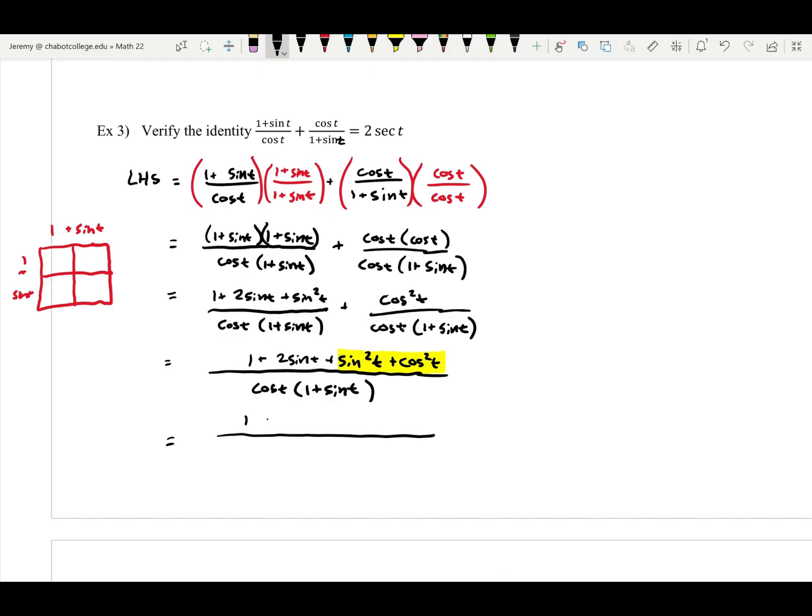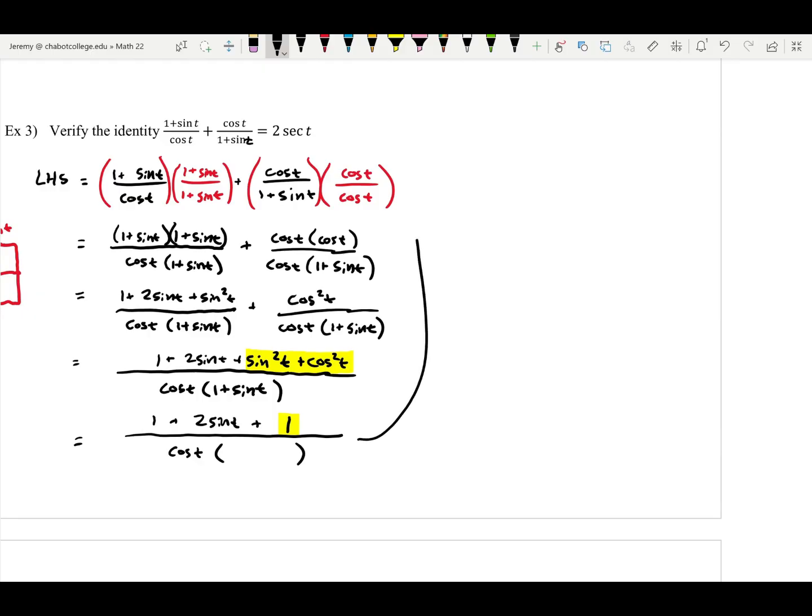So now I'll have 1 plus 2 sine t plus 1. How nice is that? That helped a lot, I think, I hope. Over cosine t times (1 plus sine t). Okay, I can add 1 plus 1, and that will give me 2 plus 2 sine t. Denominator still unchanged.